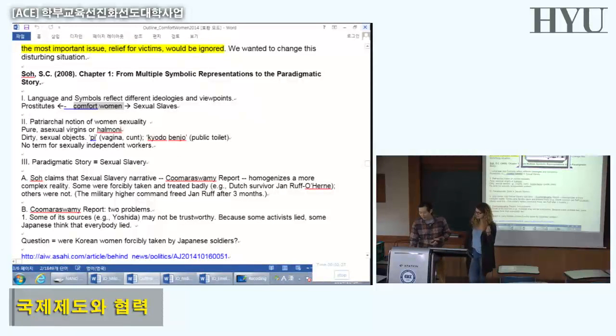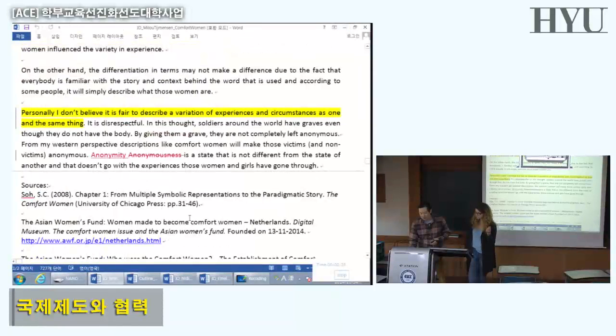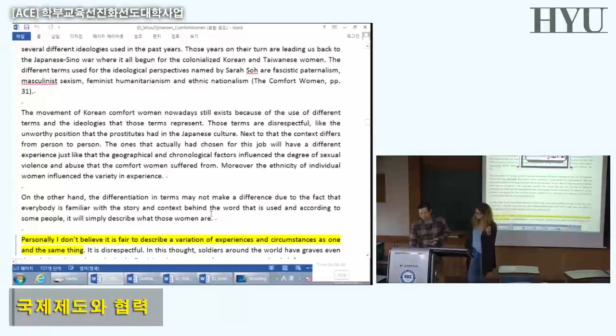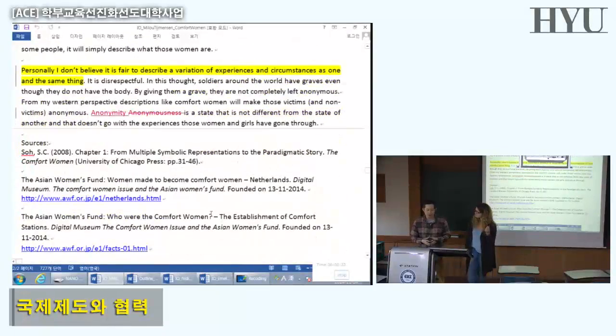Okay? Yeah, exactly. One thing that you wrote is that, can you read the sentence for me? I don't believe it is fair to describe a variation of experiences and circumstances as one and the same thing. Right. So you're saying that the women who are comfort women had a variety of experiences and situations. Yes. So you don't think it's fair to call them one thing. Yeah. So what would you call them then?